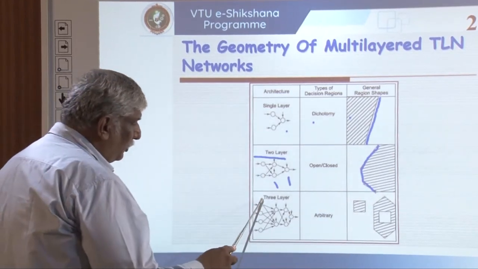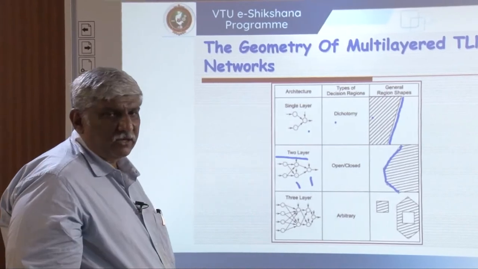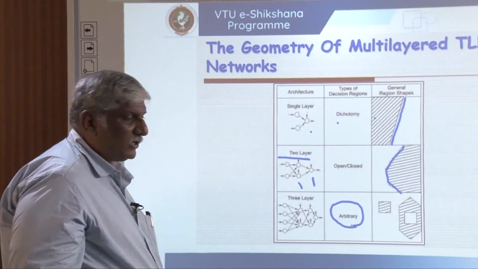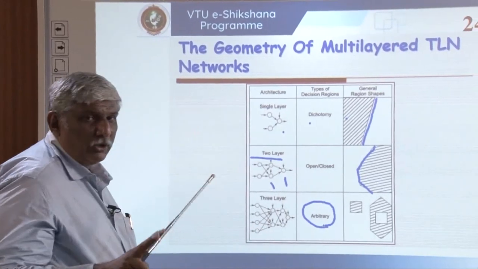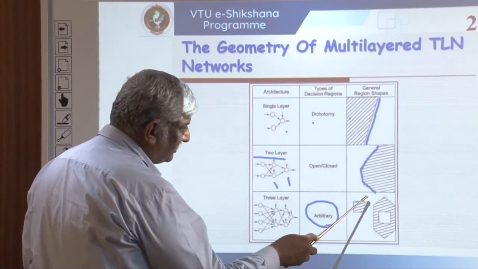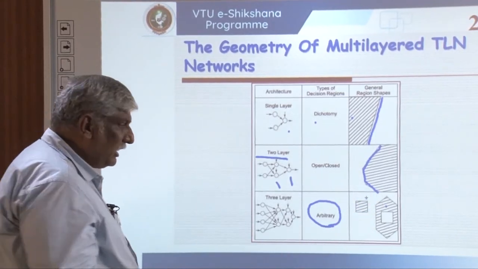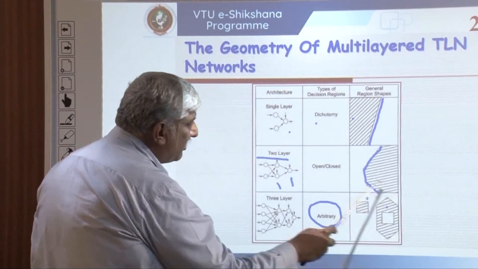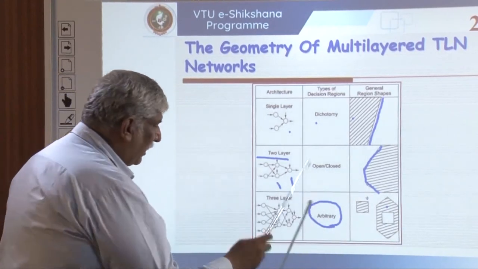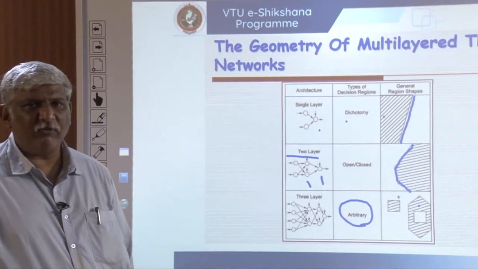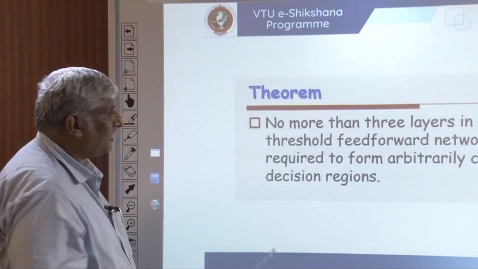And when I have a multi-layer network, something like a three-layer function, then you can have any arbitrary shapes, but there should be only two classifications. For example, this is black and this is white. So only two categories of data are there, but any arbitrary shape of data is possible when I have a three-layer network. So this is the geometry of a multi-layered TLN network.